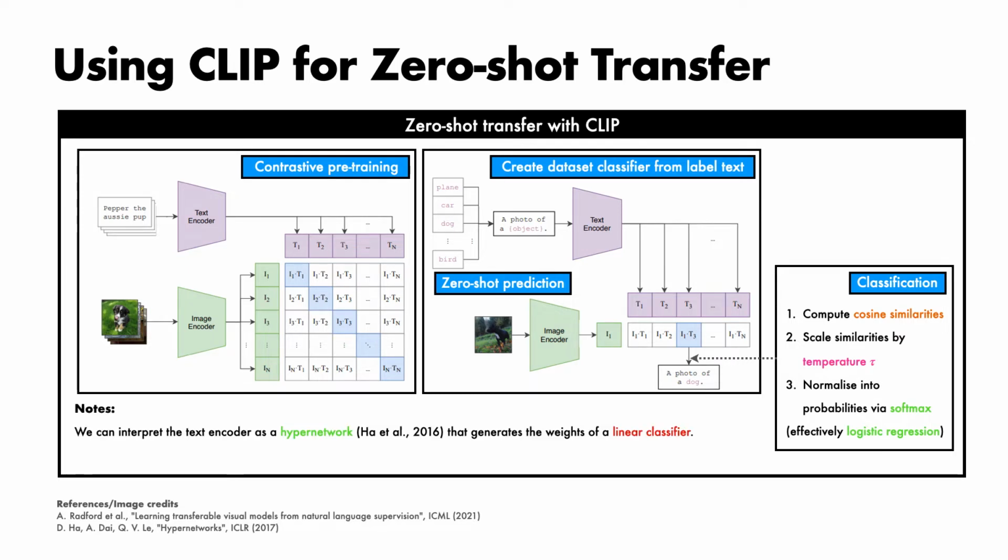One way to interpret the text encoder is as a hypernetwork that is generating the weights of a linear classifier by conditioning on the label texts. It's useful to note that the text features for each class are cached, so the cost of text feature extraction is amortized over the set of all predictions for a given dataset.